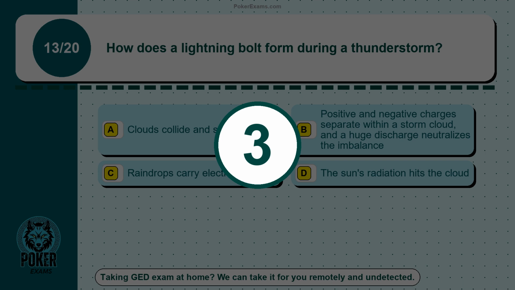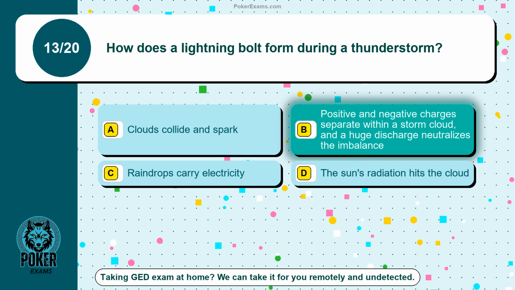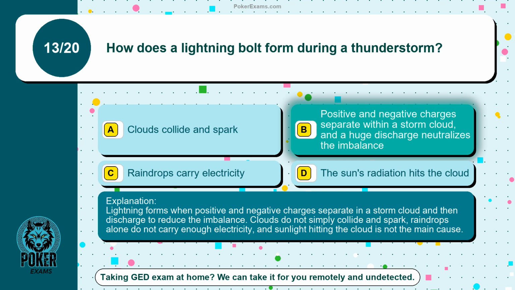The correct answer is option B. Positive and negative charges separate within a storm cloud, and a huge discharge neutralizes the imbalance. Lightning forms when positive and negative charges separate in a storm cloud and then discharge to reduce the imbalance. Clouds do not simply collide and spark, raindrops alone do not carry enough electricity, and sunlight hitting the cloud is not the main cause.